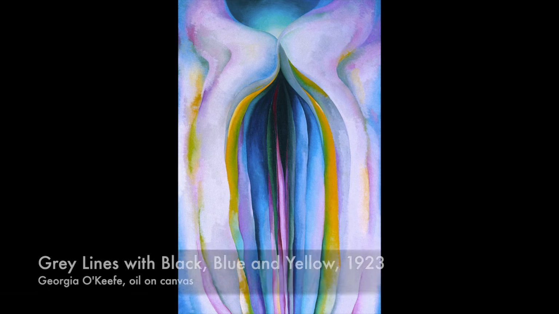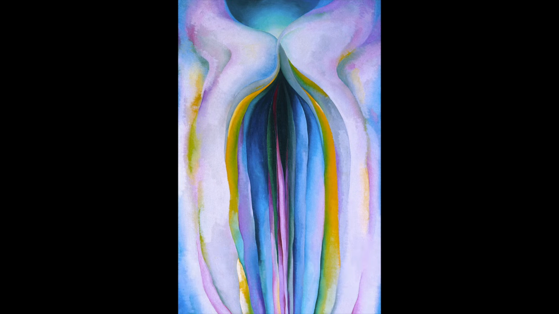Let's go to the United States and the artist Georgia O'Keeffe. This painting is titled Gray Lines with Black, Blue, and Yellow, painted in 1923. This to me is a lot more intricate than the previous paintings because you can see the multi-layers that are part of the vulva. However, Georgia O'Keeffe did not like people thinking that she was painting vulvas, she was painting plants or flowers or what have you, but I'm like, really, Georgia O'Keeffe? Come on. Even though she refutes that, I don't believe her.